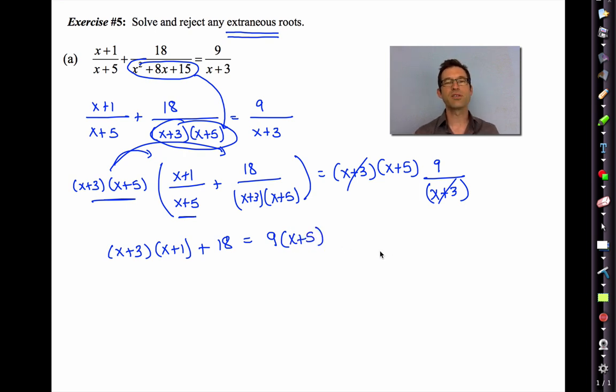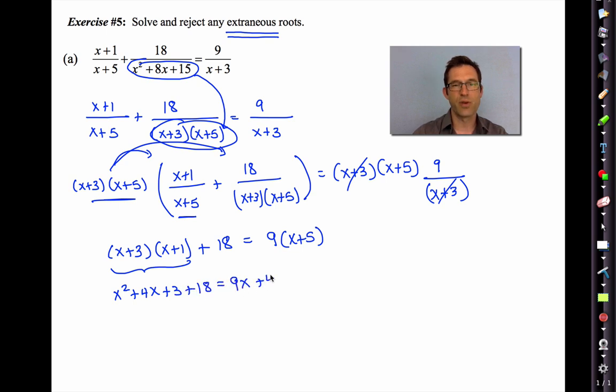Now, I've got a long ways to go in this problem, because I have to multiply this out, and that'll give me x squared plus 4x plus 3 plus 18 equals 9x plus 45. So that'll be x squared plus 7x. Whoops, there's no 7x there. That was weird. x squared plus 4x plus 21 equals 9x plus 45.